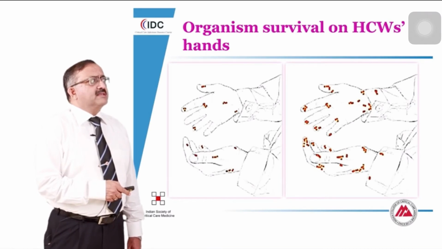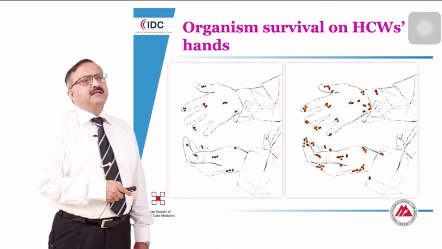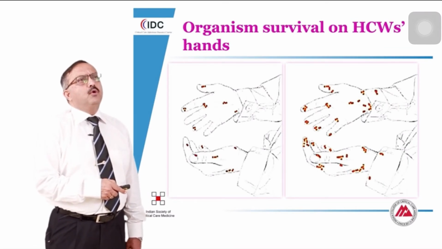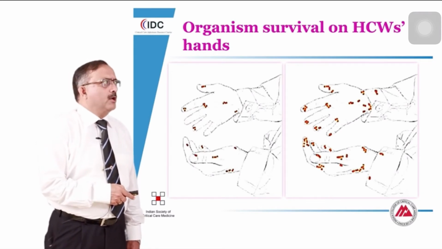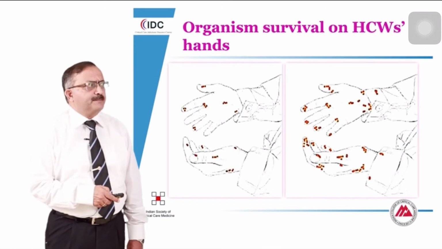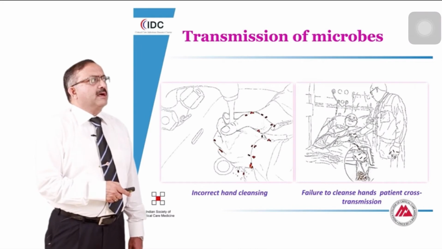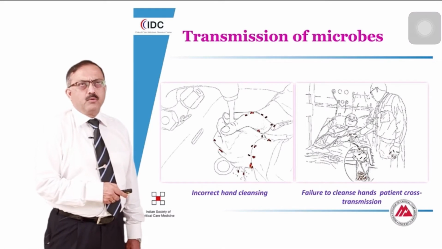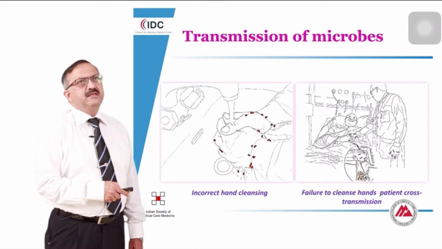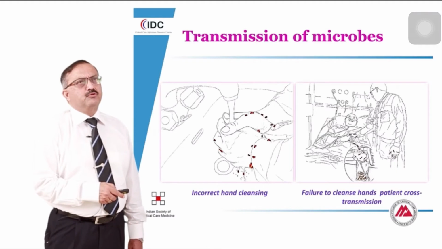They survive in various areas of the hand of the healthcare worker, and the interdigital space is a very good area for them to be present, and that is why when you undertake hand wash or hand rub, you must ensure that the interdigital space is cleaned properly and thoroughly. Incorrect hand washing, where only the fingertips are washed, will not be adequate to remove all organisms, as lower down on the thumb up to the base of the wrist, these organisms are present and will be able to transmit infection into the subsequent patient.